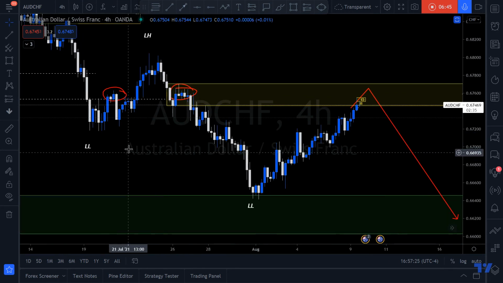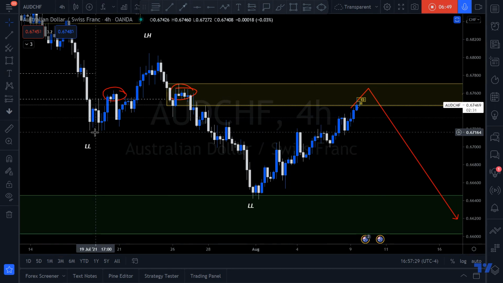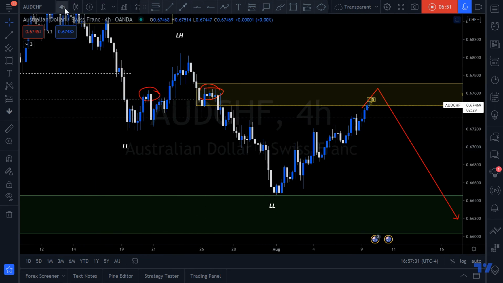Now, why do I have these circles here? Because you see how price came down here, made a lower low on the higher time frame. We're on the 4 hour. We made a lower low, and then we made a lower high. But each time we tested here, we tested as resistance, and then we tested as support. Come back. What are we testing now? We're testing resistance, at the same line. This is something I want to make note of.